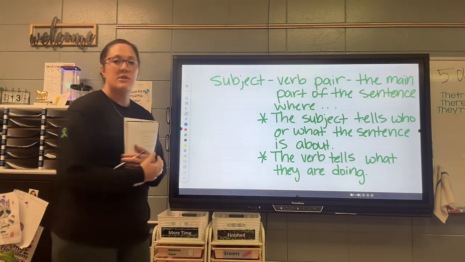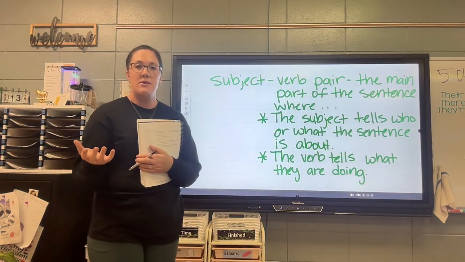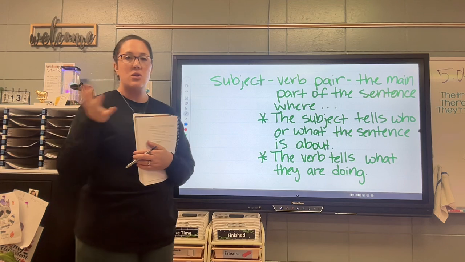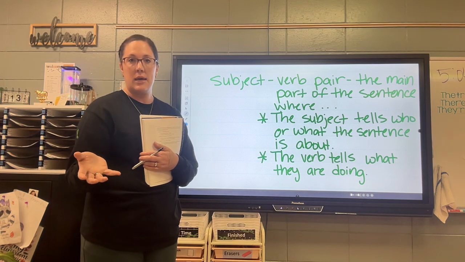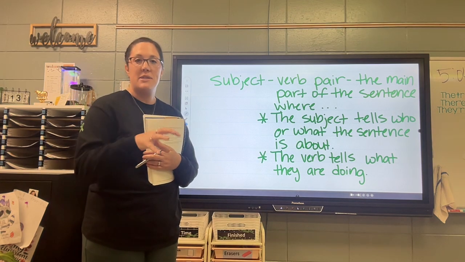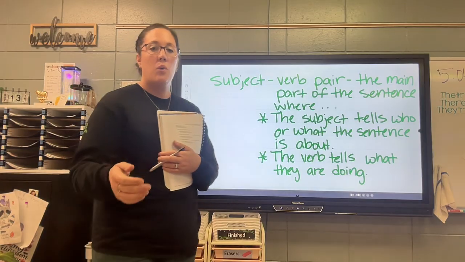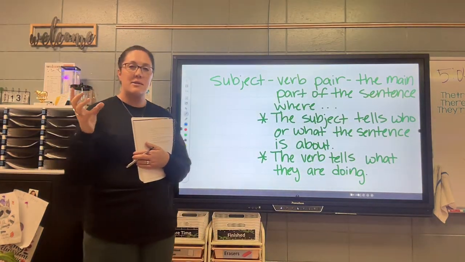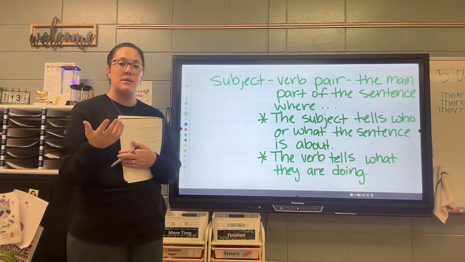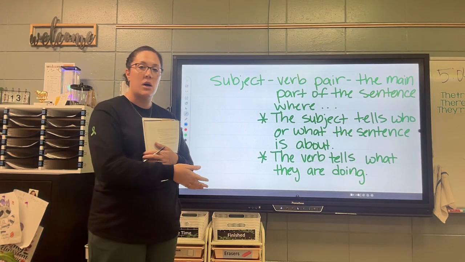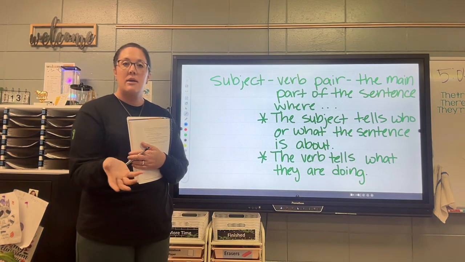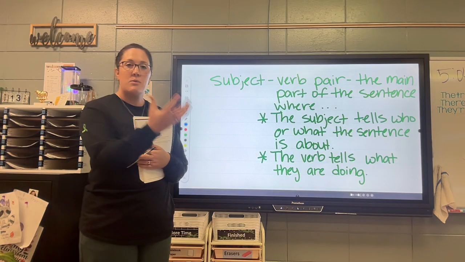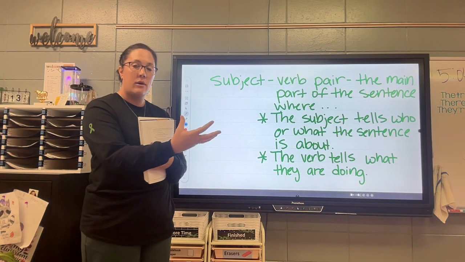Now we also have subject-verb pairs. If you guys remember, the subject is who or what the sentence is about, okay? And then the verb is telling us what they're doing. Now we identify the subject-verb pair to help us understand the sentence a little better. So if I have the sentence, the dog ran across the yard, my subject is dog. My verb is ran. What is the dog doing? He ran across the yard.